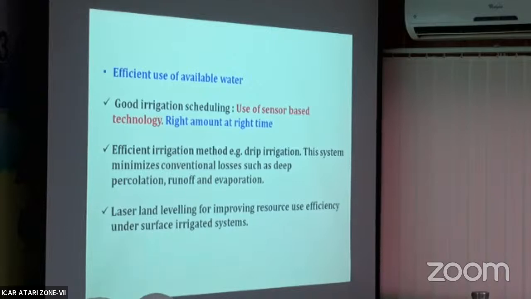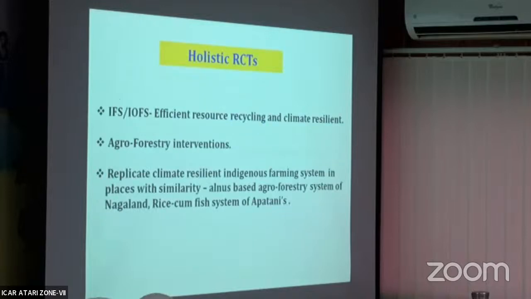Then efficient irrigation methods, drip irrigation wherever possible. This system minimizes conventional losses such as deep percolation and runoff. Laser land leveling is most important nowadays for improving resource efficiency under surface irrigation systems. If you level the land, the efficiency of fertilizer and nutrients can be increased. These are some of the already proven technologies.